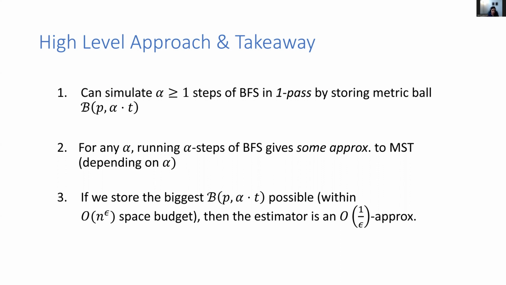Now, our next observation was that for any alpha, even if I only run alpha steps of the BFS, I still get some approximation to the MST. And lastly, we show that if for every point in the space and for every level, I store the biggest alpha that I can, the largest metric ball that I can, and output what I can estimate from that ball, then I get a constant factor approximation. And that's the main takeaway.